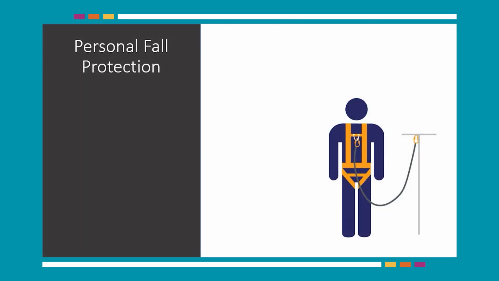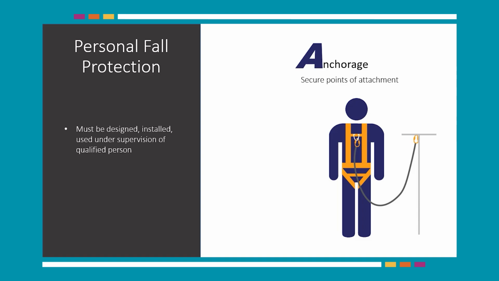Personal fall protection systems have 3 components. Anchorages are secure points of attachment for lifelines, lanyards, or deceleration devices. They must be designed, installed, and used under the supervision of a qualified person. Anchorages must be capable of supporting at least 5,000 pounds per worker.